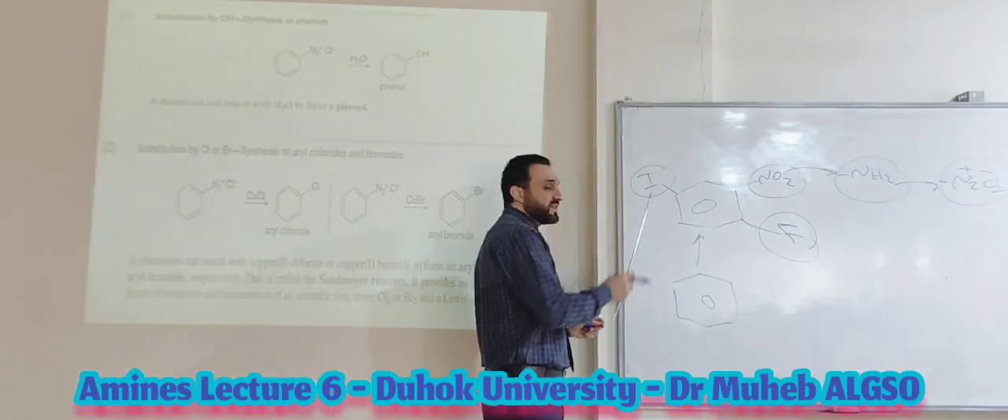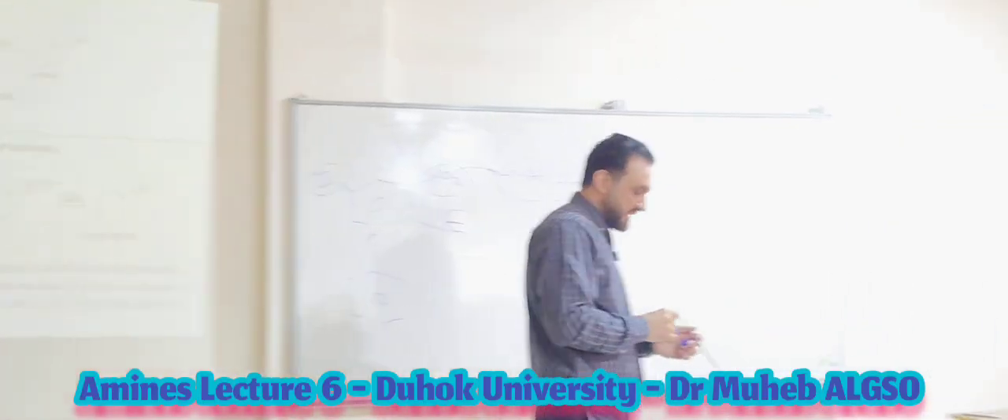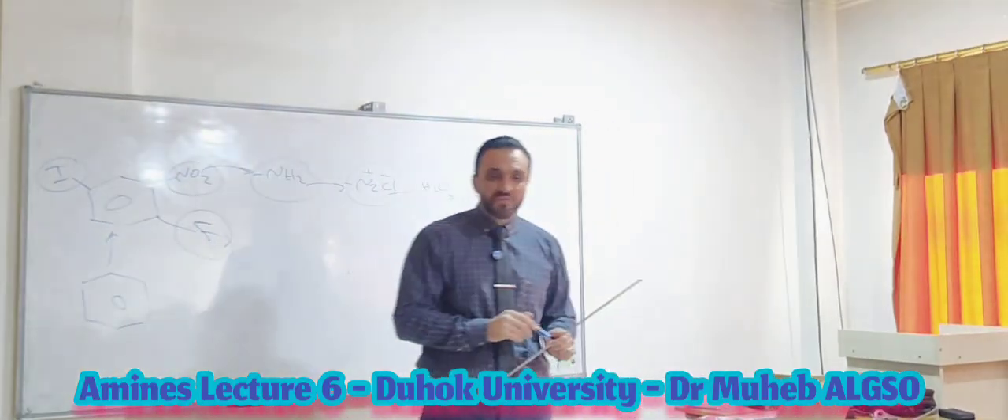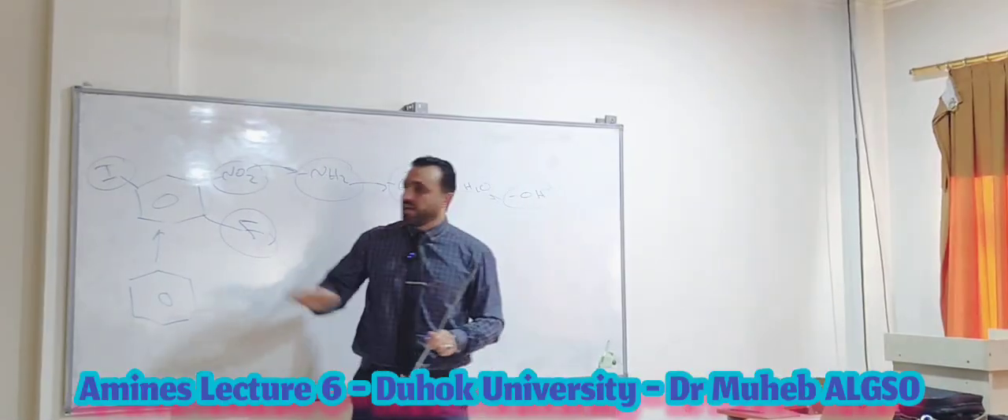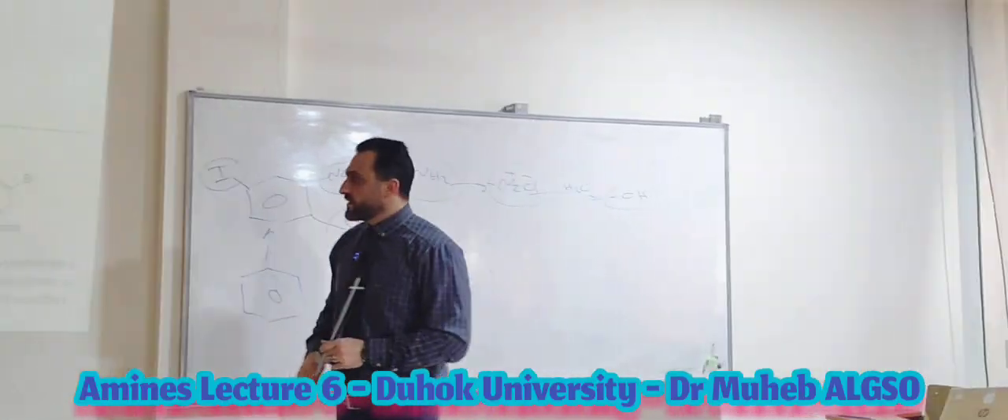Why? Because the iodine is very what? No, it's very inert or very slow in the halogenation. Very slow. Okay, very slow.